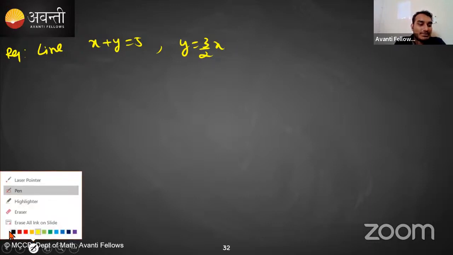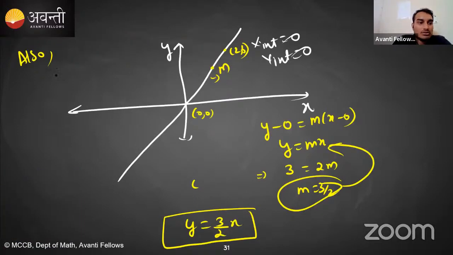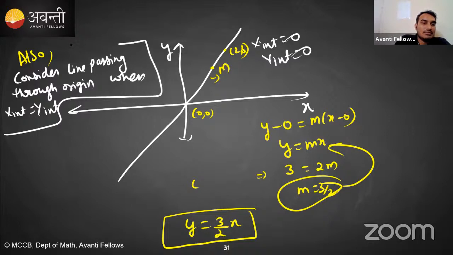Everyone, quickly let me know in the chat. Is the question clear? So also consider the line passing through the origin when the x intercept is equal to the y intercept. Okay, so this was the concept.